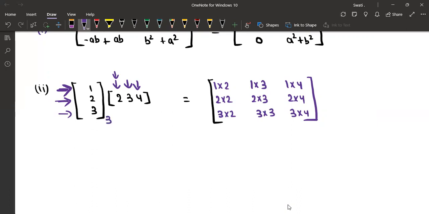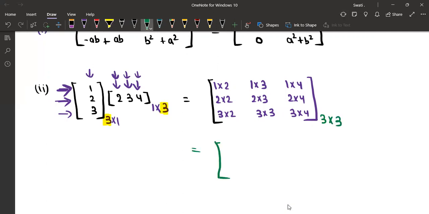So 3 rows, and how many columns? Only 1 column. So this is of order 3 by 1. And here only 1 row, and how many columns? 3 columns. You can see 1, 2 and 3 columns. It is 1 by 3. So the resultant is always going to be this by this. Okay, and you can see that yes, we have got that order only, 3 by 3.